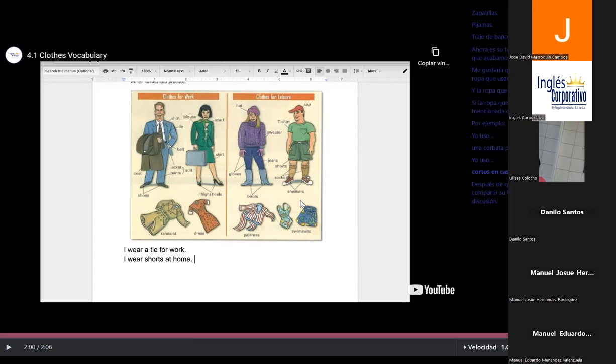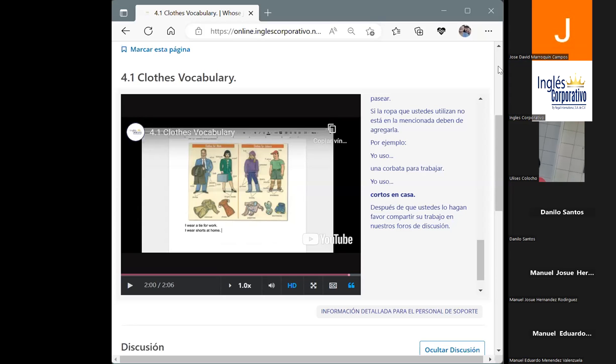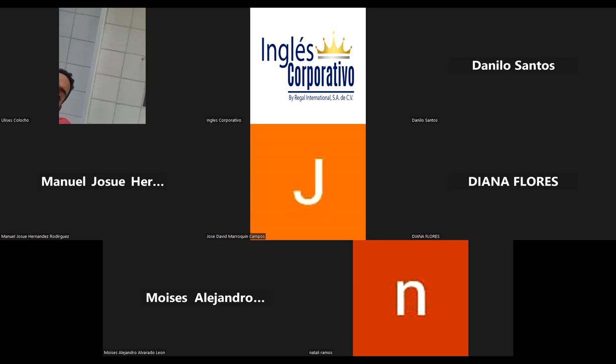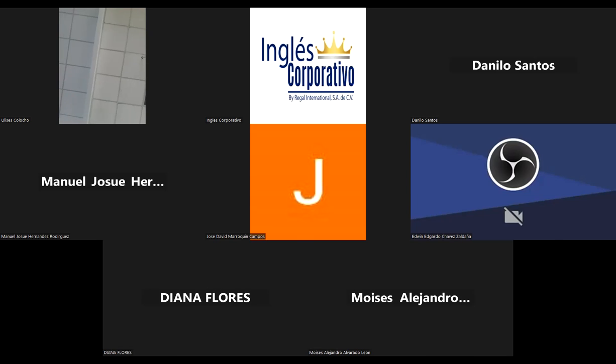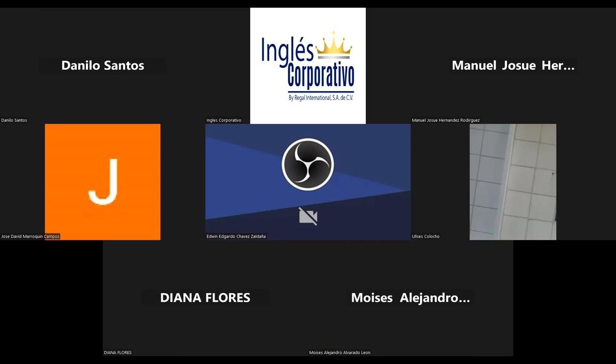Okay, this part we are going to have on the document, so give me a second. I'm going to put that image on the document, and we are going to discuss something about the clothes that we use when we are working, and also the clothes that we use when we are in our houses. So give me a moment and I'm going to put this one on the document.